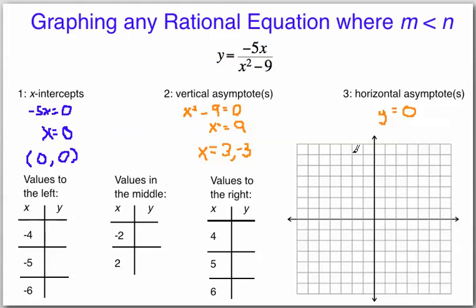So let's go ahead and put these on our graph. So the x-intercept is the origin right here. So we're going to put a nice blue point right there for that. The vertical asymptotes, this time we have two of them. We have both at +3 and at -3.